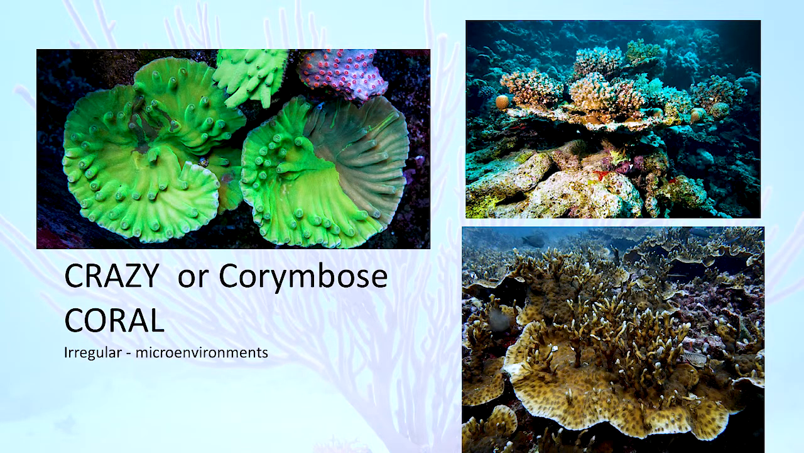And finally, we have crazy coral, or Corymbose coral. So these corals, we can't really classify them because they just have weird shapes. So it's flat here, it's got some protrusions here. This one's got some weird morphology. So it's just very difficult to classify them.